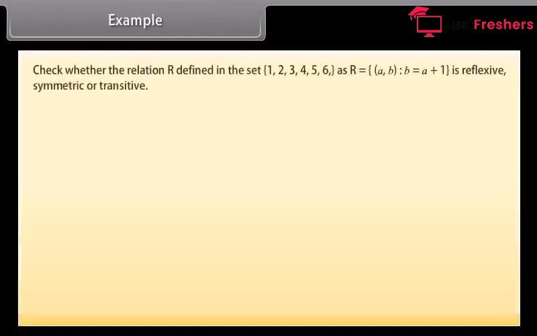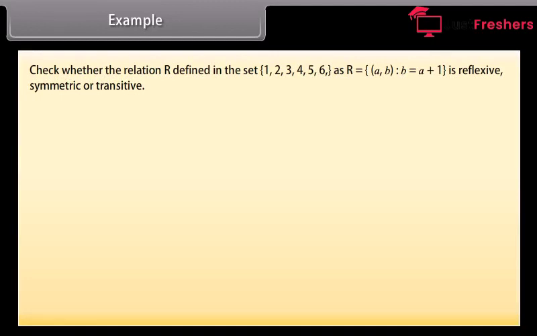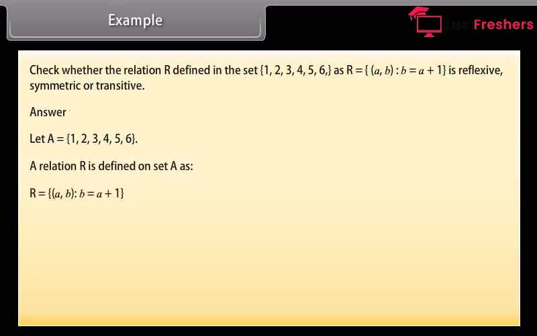Example. Check whether the relation R defined in the set {1, 2, 3, 4, 5, 6} as R = {(a, b) such that b = a + 1} is reflexive, symmetric, or transitive. Answer. Let A = {1, 2, 3, 4, 5, 6}. A relation R is defined on the set A as R = {(a, b) such that b = a + 1}. Therefore, R = {(1, 2), (2, 3), (3, 4), (4, 5), (5, 6)}.